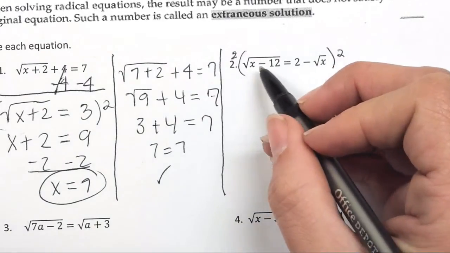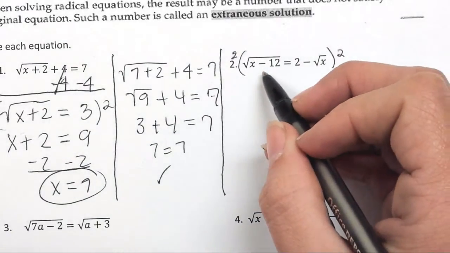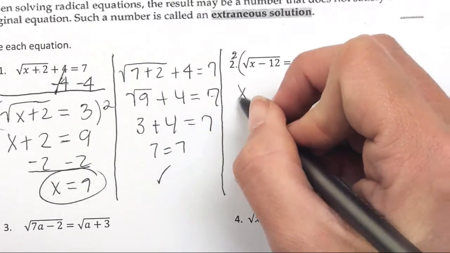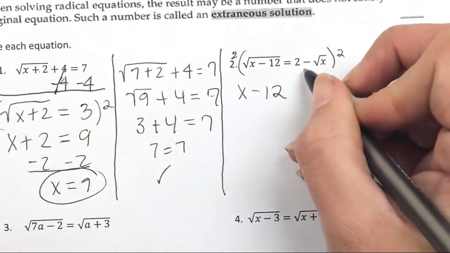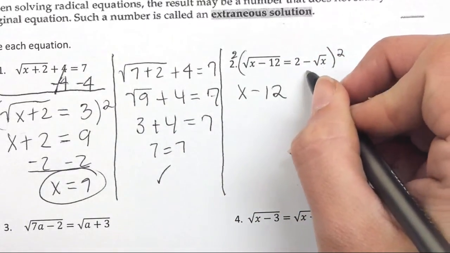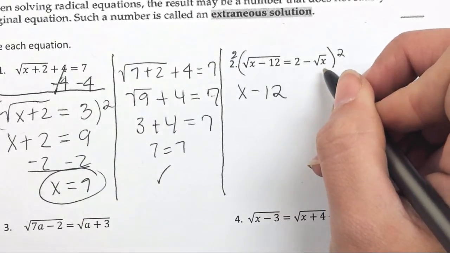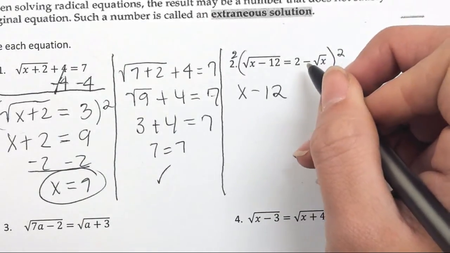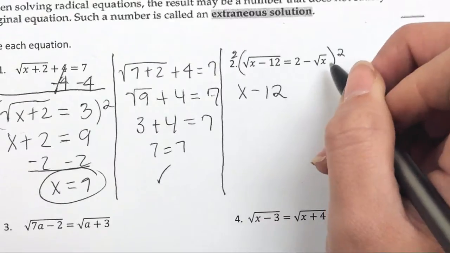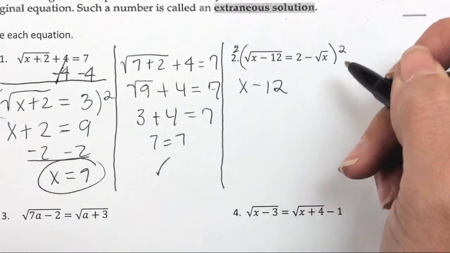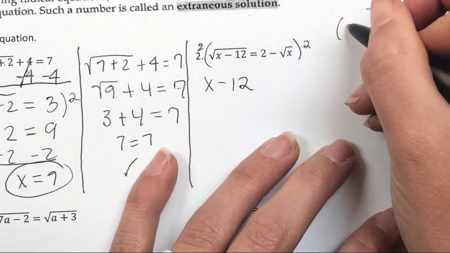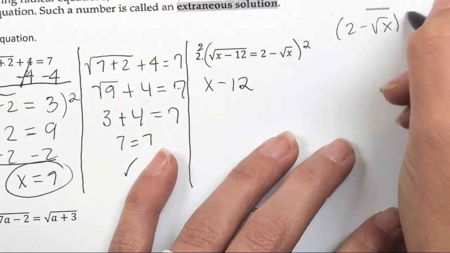Alright, on this side, the square root of x minus 12 times the square root of x minus 12 is x minus 12. But on this side, we have how many terms? 2. So this is a binomial. And we know that when we square a binomial, we have to FOIL. So I'm going to come over here and FOIL out 2 minus square root of x.